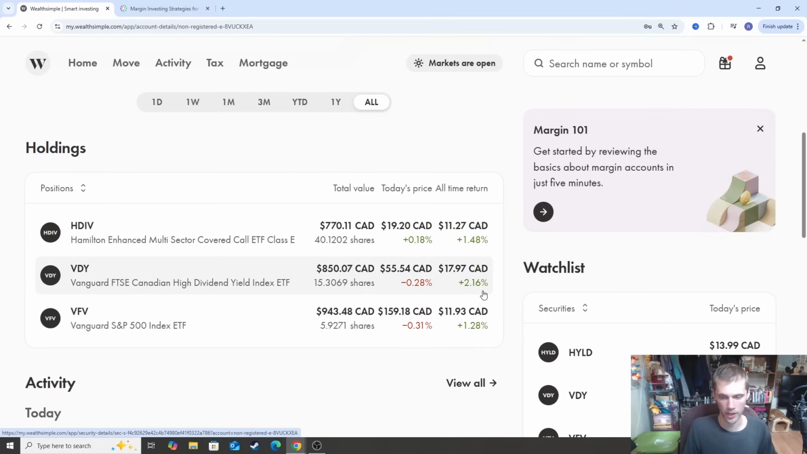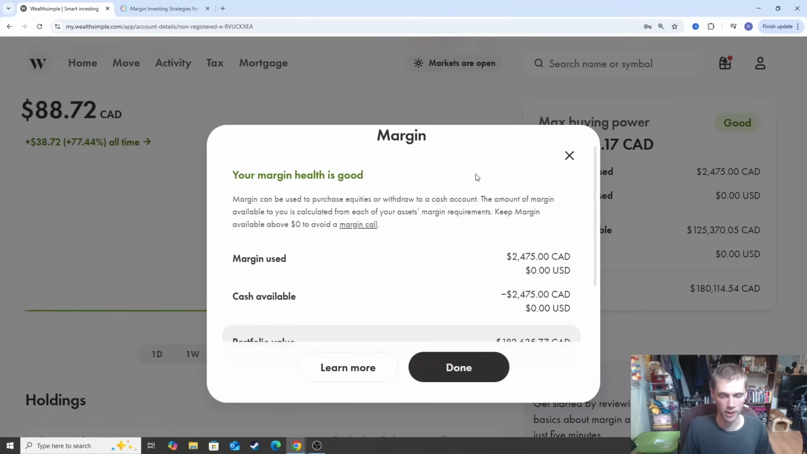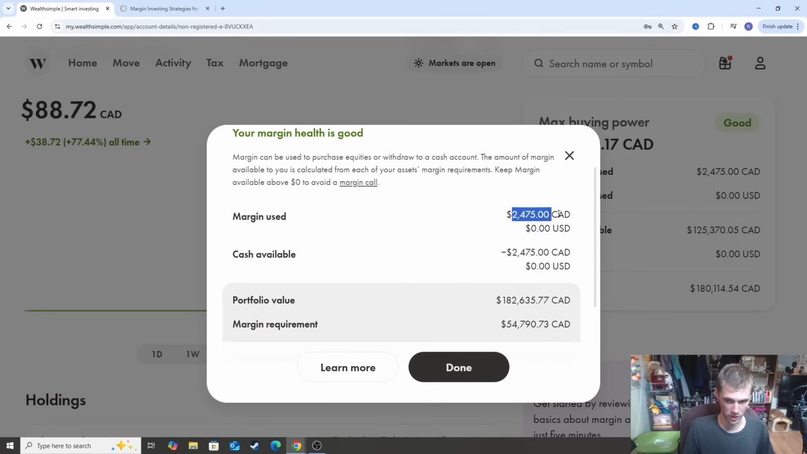If we click over to the right on this little tab here, you can actually see different information about your margin account. I'll try my best to explain this as easily as possible. This margin used is the money that we currently have that we're using on margin, aka your debt, the money you're borrowing from Wealthsimple.